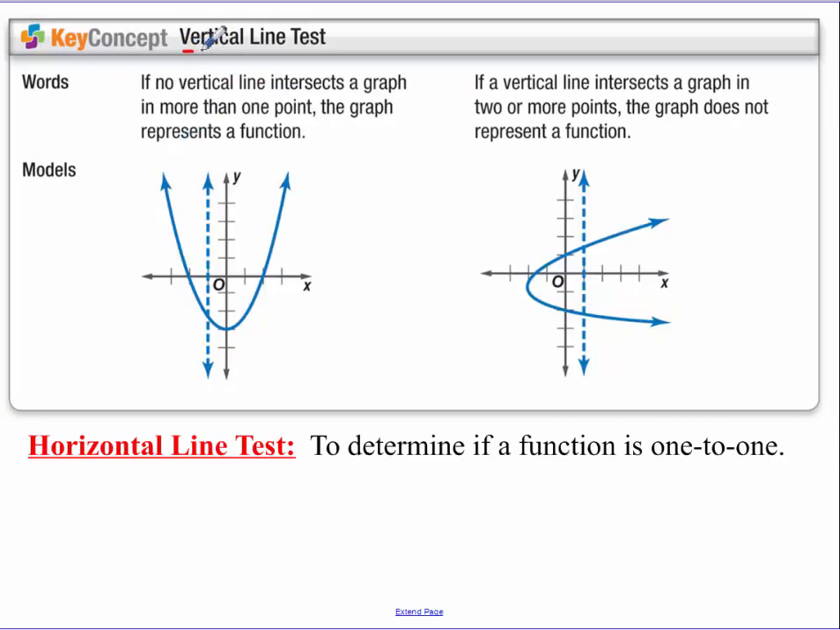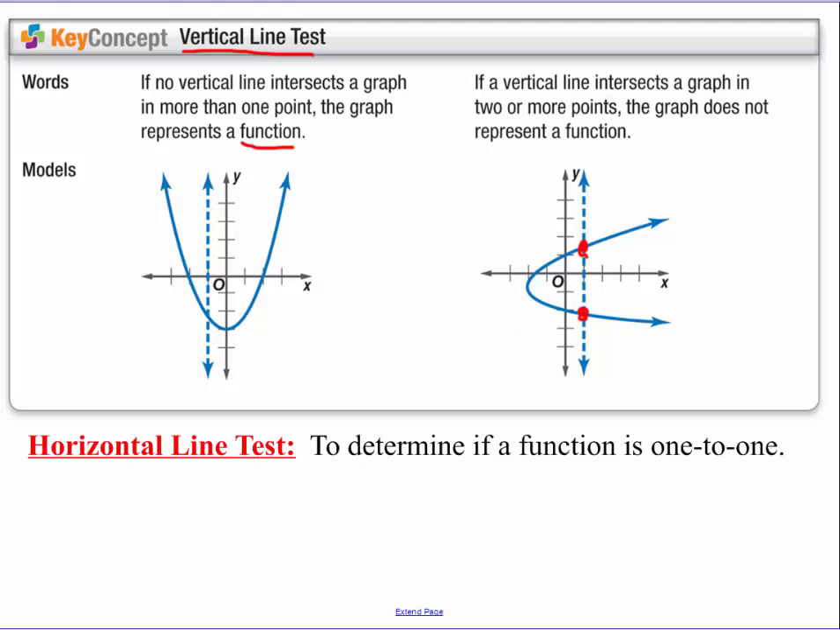Our vertical line test. So the vertical line test tells whether or not a relation is a function. So when you have a vertical line and you drag that vertical line back and forth throughout your function, you're going to be able to tell whether or not the relation is a function. If, as you pull it along, it only hits one point, that is a function. Your graph is a function. Versus if you pull this along here we hit 2 points. So this would not be a function.